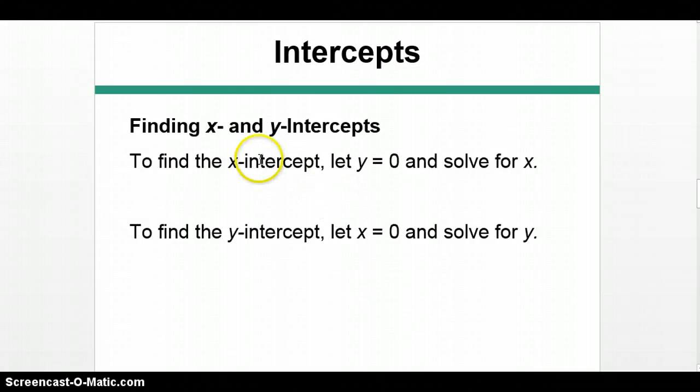To find the x-intercept, we let y equal 0 and solve for x. To find the y-intercept, we let x equal 0 and solve for y.